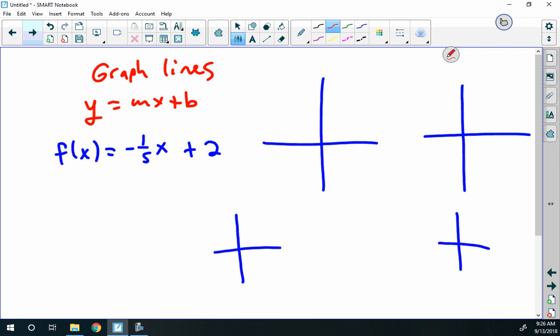They're going to give you one that looks like this. They're going to give you one that looks like this. They're going to give you one that looks like this. And they're going to give you one that looks like this.